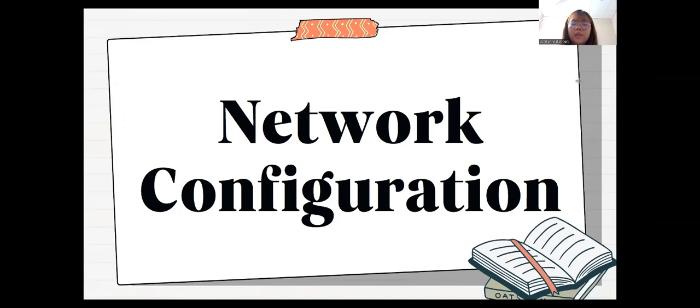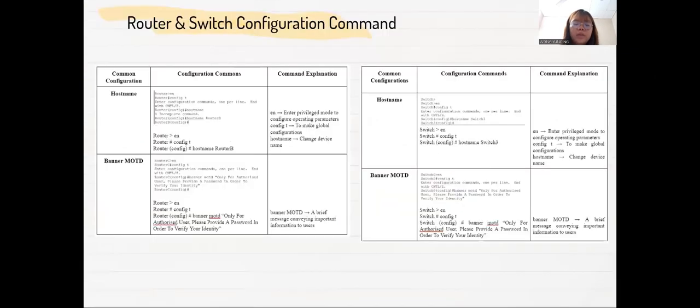Next is network configuration. Here show the command for router and switch to do configuration. Mainly, the commands for router and switch to do configuration are the same. First, enable is to enter the privilege mode to configure operating parameters. Next, config T is to make global configuration, and hostname is to change the device name.